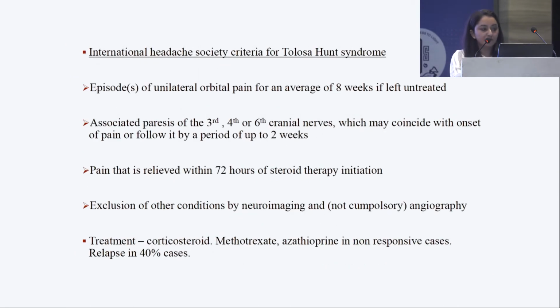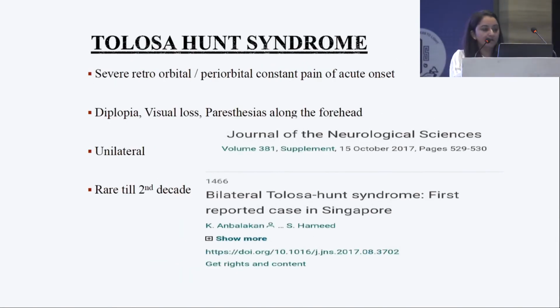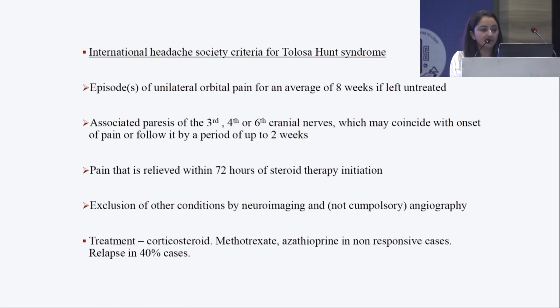Typical features of Tolosa-Hunt syndrome are diplopia, visual loss, paresthesias along the forehead, and a unilateral involvement. The criteria for Tolosa-Hunt syndrome diagnosis include episodes of unilateral orbital pain for an average of 8 weeks, associated paresis of the cranial nerves, pain that is relieved within 72 hours of steroid therapy, and exclusion of any other similar conditions by neuroimaging and angiography.